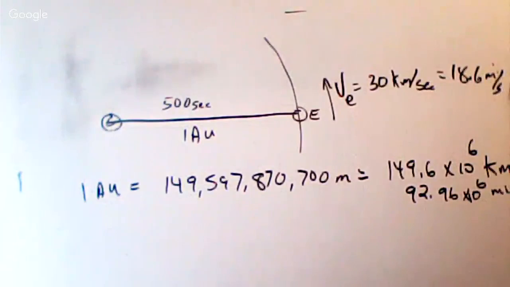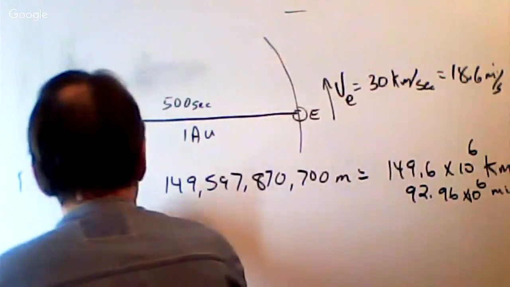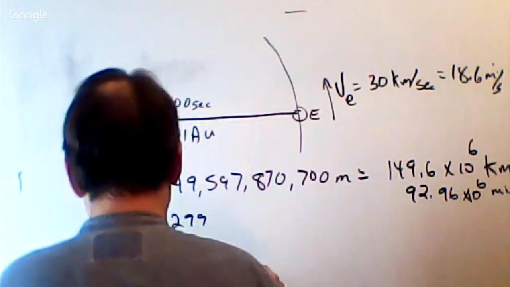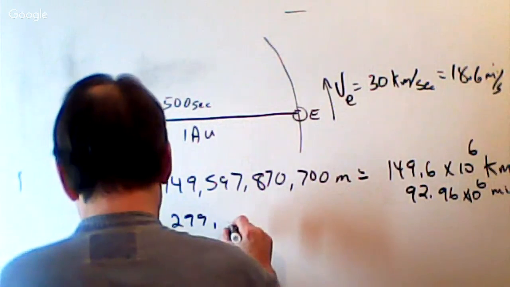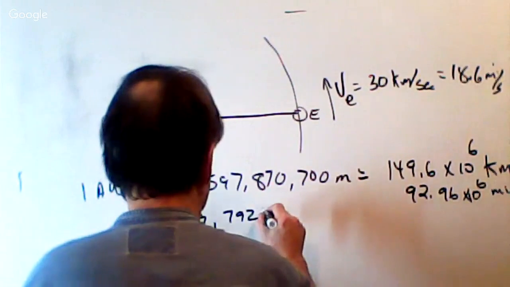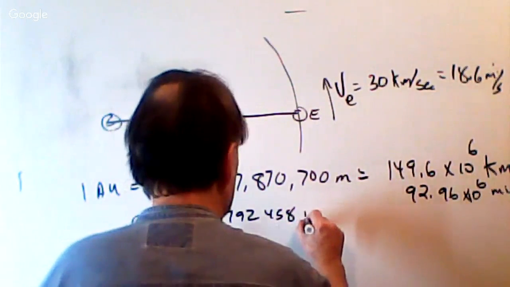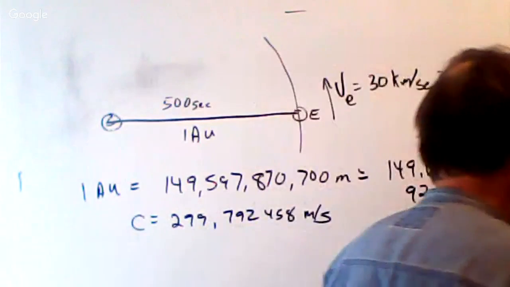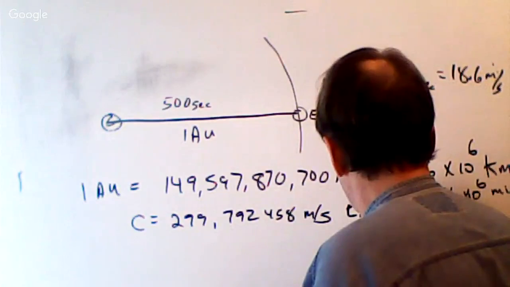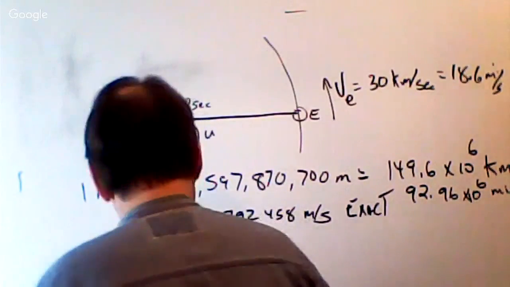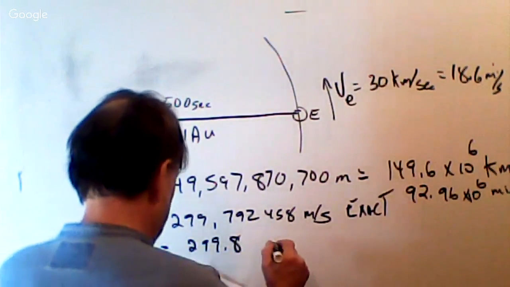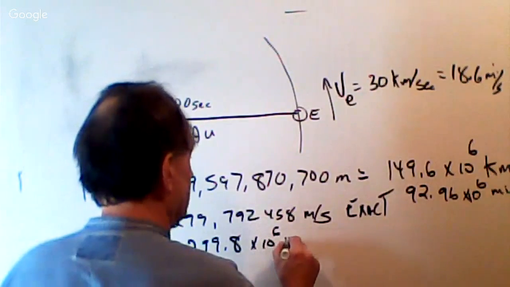And that's really quite accurate, because if you look at the speed of an electromagnetic wave in a vacuum as it's traveling from the Earth to the sun, it is 299,792,458 meters per second. That's the velocity of light. This is exact. This is the exact velocity of light in a vacuum. And the number I use is 299.8 million meters per second.